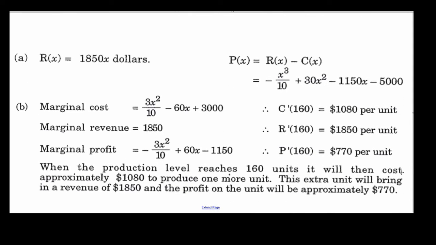Now, what does each of these things tell us? When we've produced 160 units, it will cost us about $1,080 to produce the next unit, but we're getting in $1,850 per unit there. So it's good to keep going with the number of units that we're producing, okay, because our revenue is exceeding our cost. You can see our profit at that time is $770 per unit. So we want to keep going, right? We want to keep going until these two things are the same. When our marginal revenue and our marginal cost are the same, that's going to be the sweet spot where we're going to make the most money.